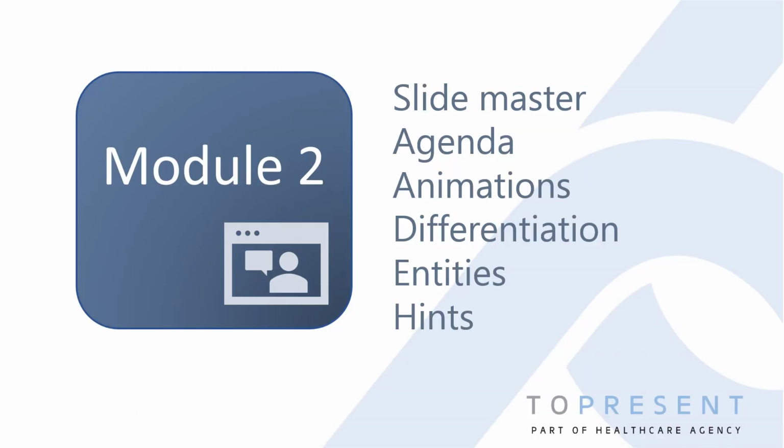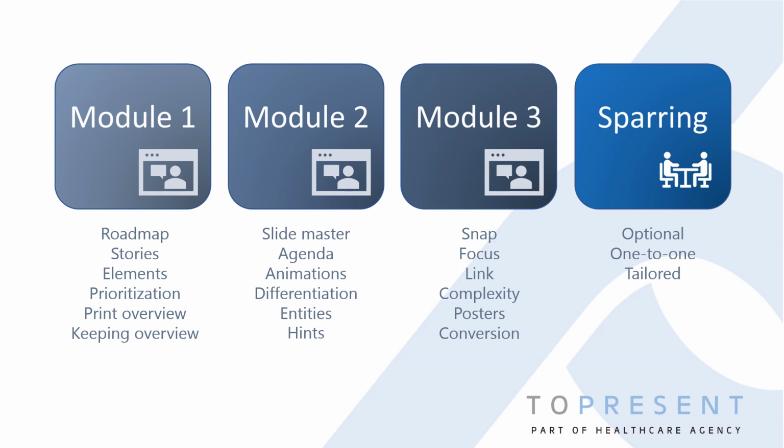So with these hints, I have finalized Module 2. In Module 3, I discuss how to make snapshots, how to focus even more on what you prioritize highest, and how to handle complexity. And you have the opportunity to have one-to-one sparring tailored according to your needs.